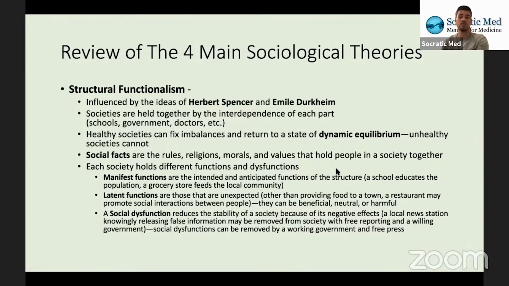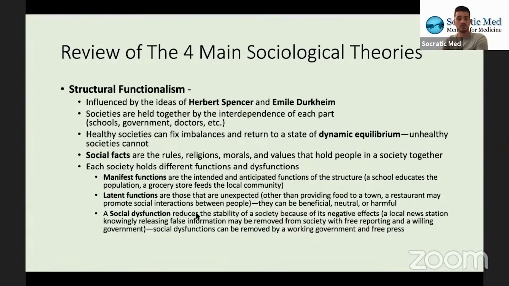Latent functions are those that are unexpected. So they're usually like secondary sort of byproducts, usually unintended. Sometimes they're harmful, sometimes they're beneficial, sometimes they're neutral. But they're usually unexpected. So, for example, other than providing food to a town, a restaurant may promote social interactions between people. So if it's like a pizzeria or like a really popular place in a small town, it does provide food, and that's what the restaurant was built for, but it also does provide a social environment for the people of that town. So that would be a latent function.